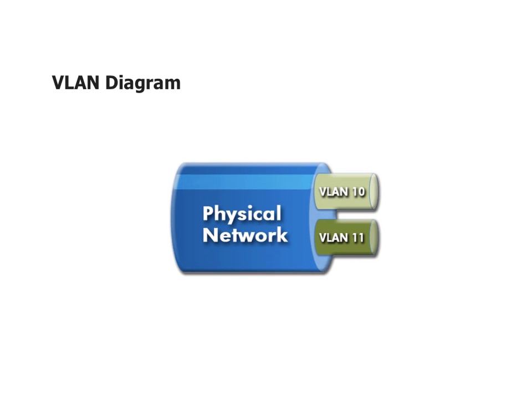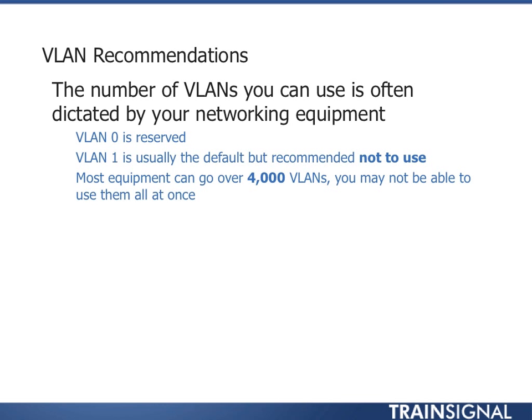And here's a diagram. It shows a simple physical network cable with two VLANs, VLAN 10 and VLAN 11, both running through the same single connection. Again, it doesn't increase bandwidth. You know, if that's a 1 gig connection, you get 1 gig total. You don't get 1 gig on VLAN 10 and 1 gig on VLAN 11. You just get a gig. The number of VLANs you can use is often dictated by your networking equipment.